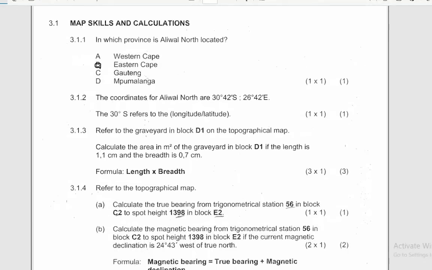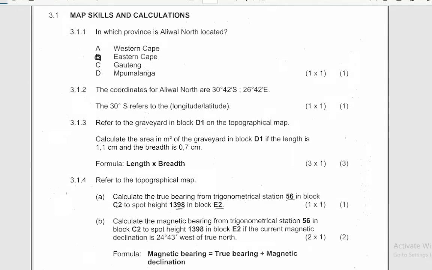Right. Then number 3.1.2, coordinates for Aliwal are 30 degrees 42 minutes south, then 26 degrees 42 minutes east, that is longitude. The 30 degrees south referred to, automatically I have given the answer. When you are giving coordinates, it is latitude to longitude. So it's degrees in latitude and minutes in latitude. If you are to give an exact location, we add the second value to the south.